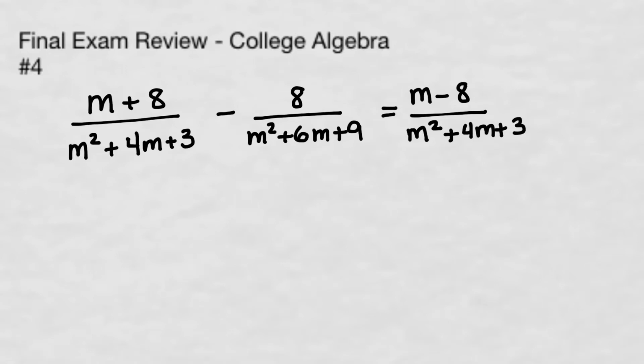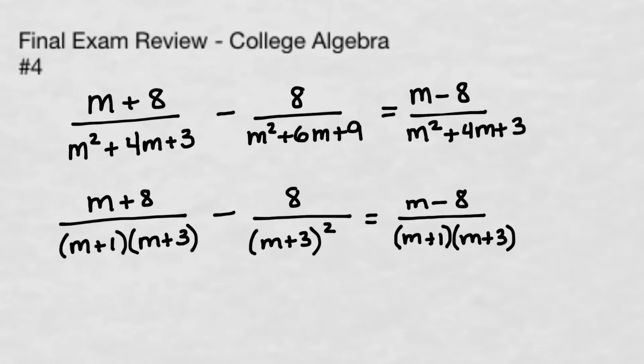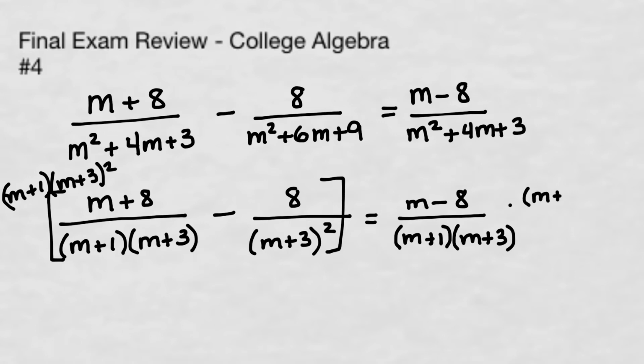In this problem, I'll start by factoring each denominator, and then I'm going to multiply both sides of the equation by the common denominator. And for this problem, that's going to be m plus 1 times m plus 3 squared. I do that on both sides.